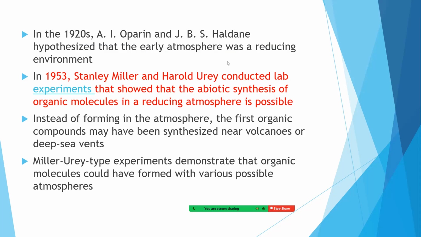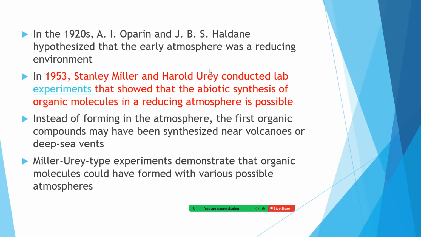So again, thinking about the timeline of things, in the 1920s, two scientists worked together, Oparin and Haldane, to hypothesize that the early atmosphere was a reducing environment. So if we think about what that means, oxidation versus reduction, right? So think back to that. Oxidation, remember, is loss, so losing electrons or hydrogens, and reduction is gaining electrons or hydrogens.